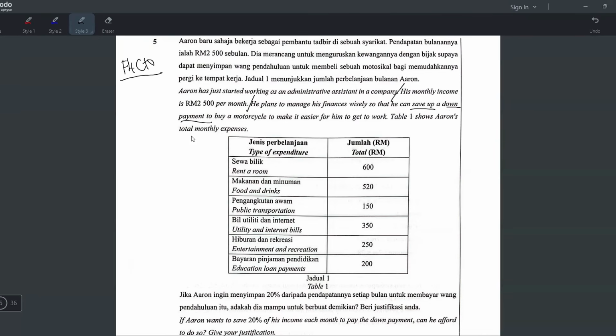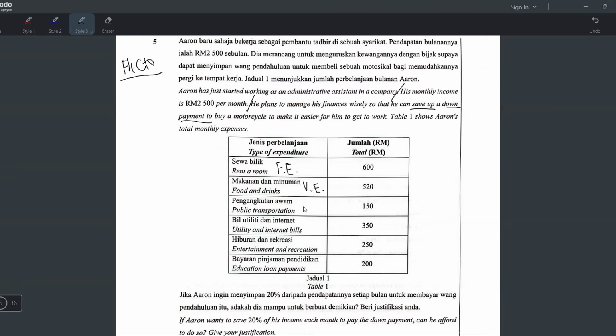Table 1 shows Aaron's total monthly expenses. So these are all the perbelanjaan, the expenses. Expenses ada dua jenis, fixed and variable. Renting a room is a fixed expense, because when you rent a room to stay there, it's fixed. You have to pay the rent. You cannot control the amount. Food and drinks, you can control the amount by changing your spending behavior. So that is a variable expense.